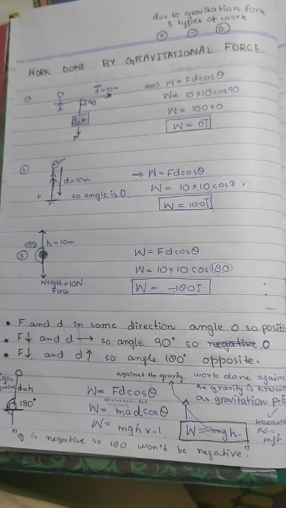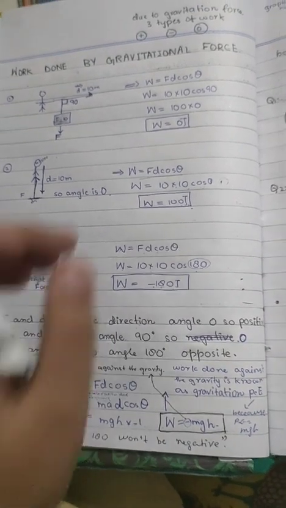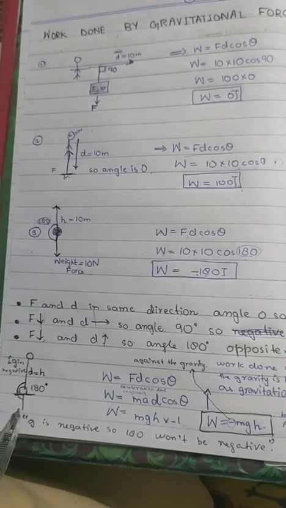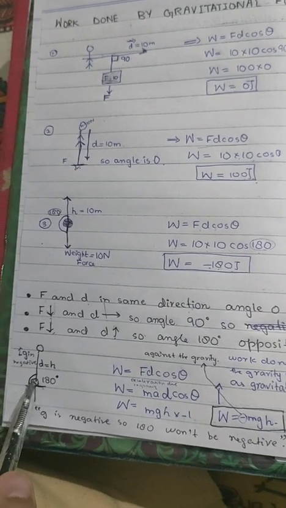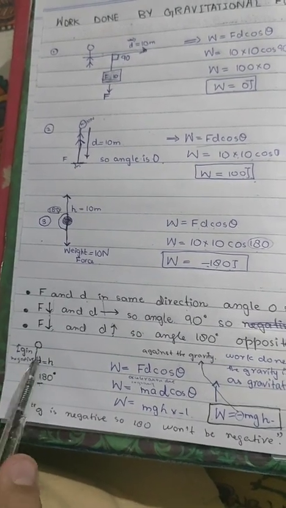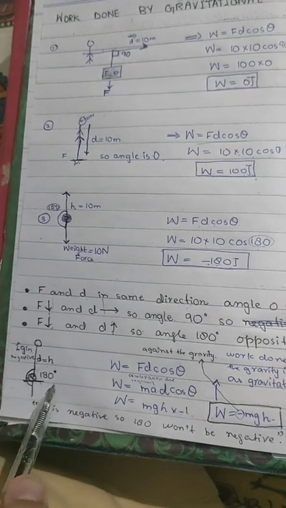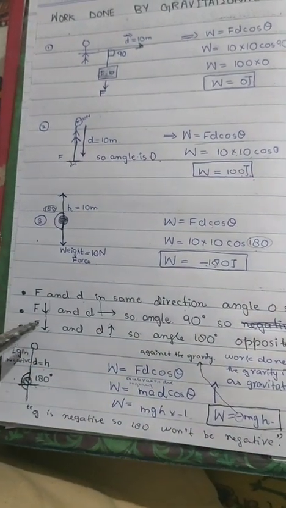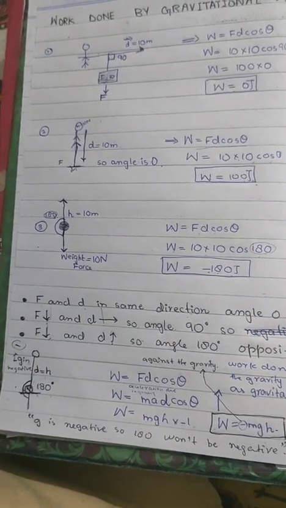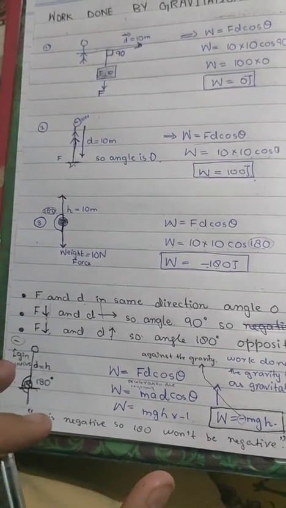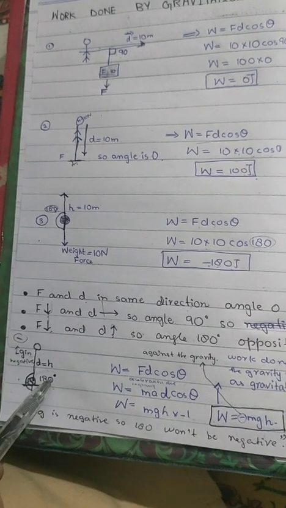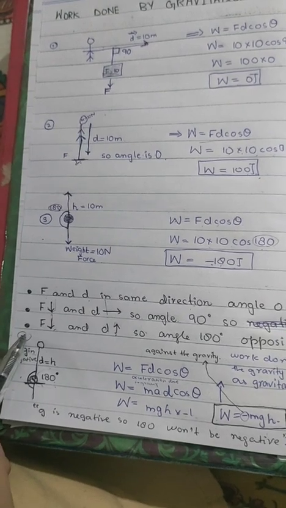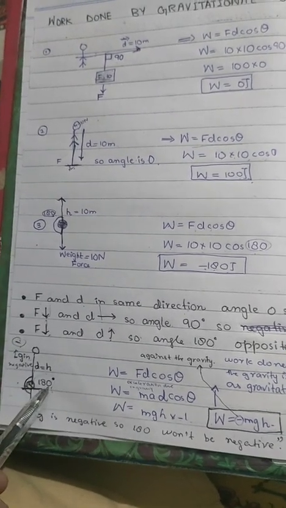Now let's discuss gravitational force. Here we have a diagram with a body at some height, and the angle is 180 degrees. Now we are moving it upward, and when moving upward the work done by gravity is always negative. So in the exceptional case, when the angle is 180, the gravity work must be negative.